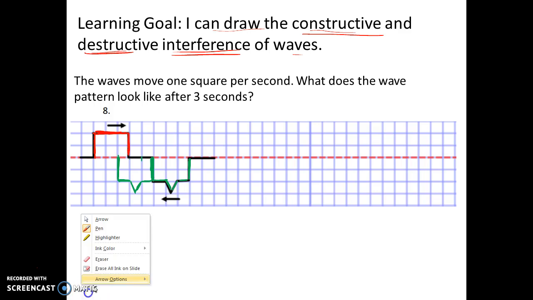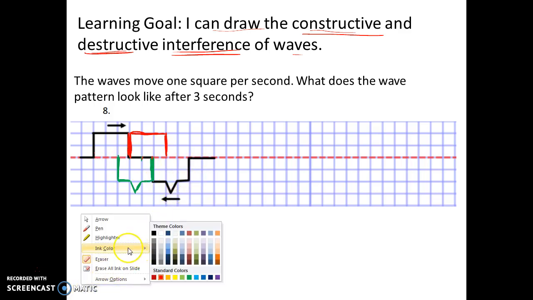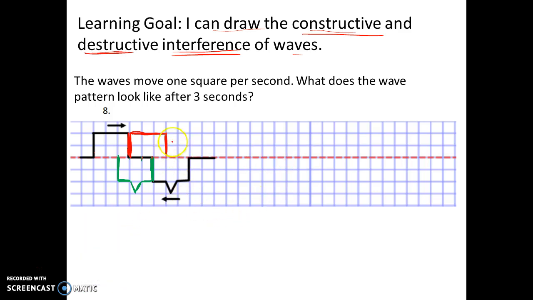Okay. Now my red wave moves to the right 3. So this front edge is going to go 1, 2, 3, right here. And the back edge is going to move 1, 2, 3 right here. So what I'm left with, and let me erase some of this so it's not quite as confusing, is the position of my 2 new waves once those waves have moved over 3 spots.